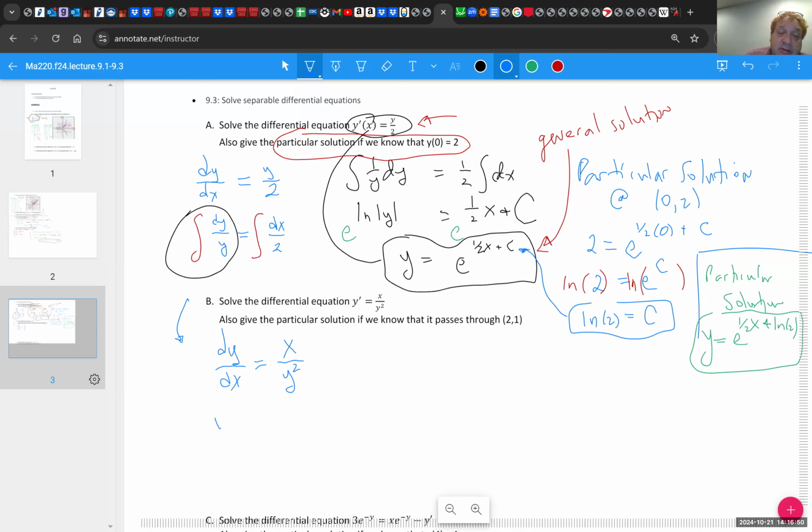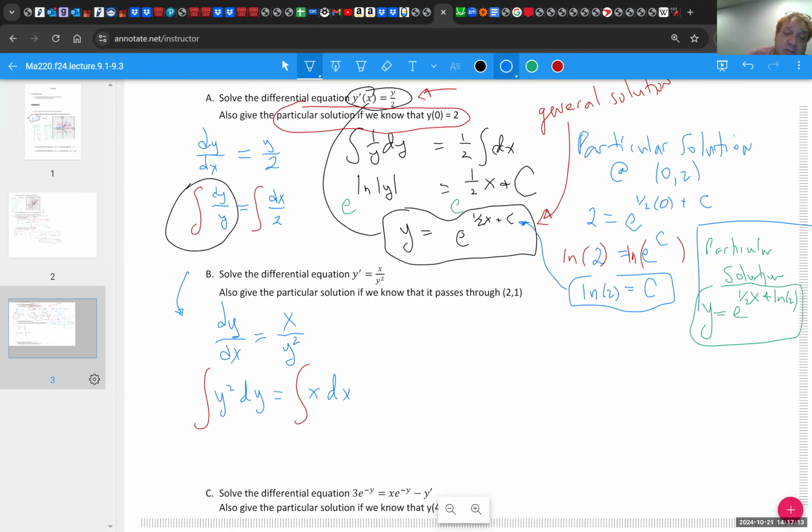So I need to separate all my variables. This one ends up being pretty straightforward, just by getting rid of the two denominators. Multiply both sides by dx, multiply both sides by y squared. I'm going to anti-differentiate both sides. The antiderivative of y squared dy, right? y squared dy, that's y to the third times 1/3, or divided by 3, plus some constant, but I'll put the constant on the right-hand side. The antiderivative of x is x squared with a 1/2 over here, and then we'll put my big C over here. And I need to solve for y.